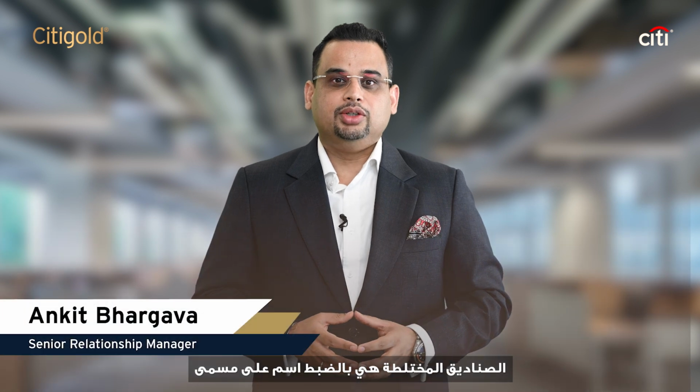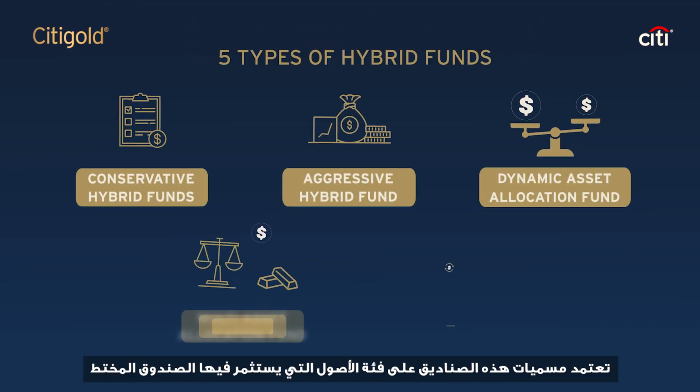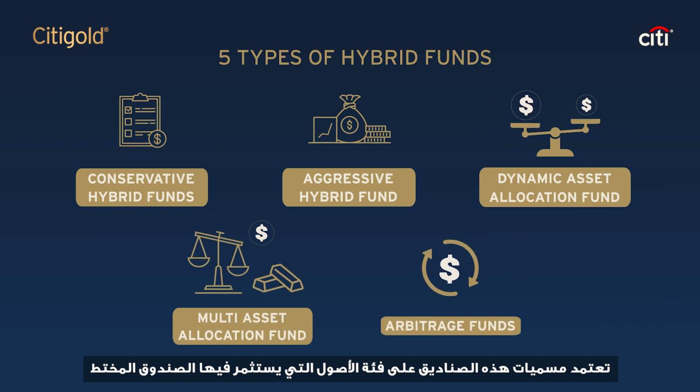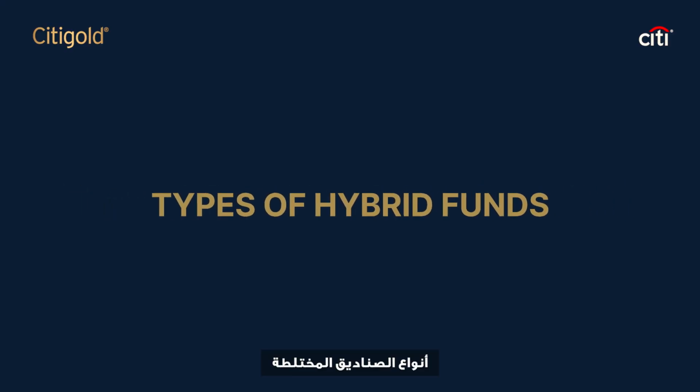Hybrid funds are exactly what they sound like. They are mutual funds that invest in multiple asset classes at the same time, with the minimum being two. These can be assets such as equities, debt, cash, gold, and more. Today, we'll take a look at 5 types of hybrid funds. These are determined by the asset classes the hybrid funds predominantly invest in and the style of managing them.